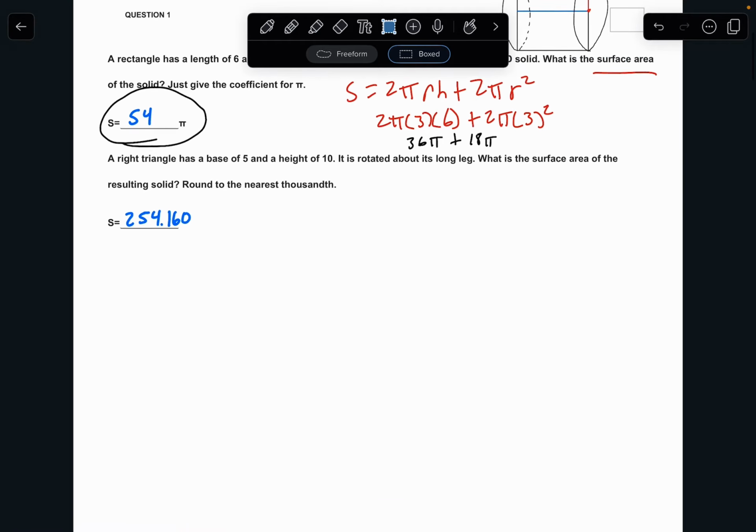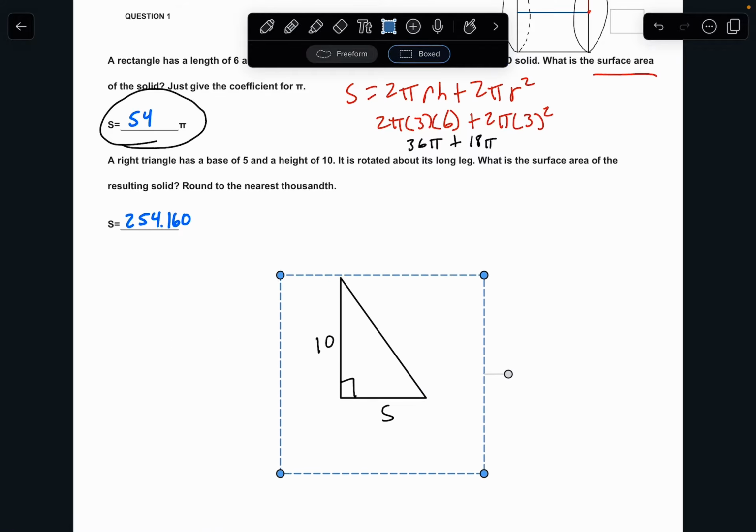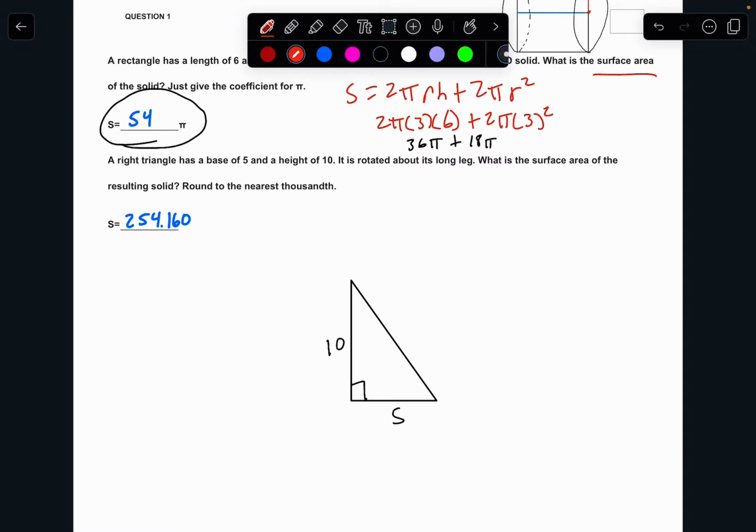All right. The second one says a right triangle has a base of 5 and a height of 10. So let's draw a right triangle with a base of 5 and a height of 10. It is rotated about its long leg. So I'm going to scoot this over. So the long leg is the axis of rotation.